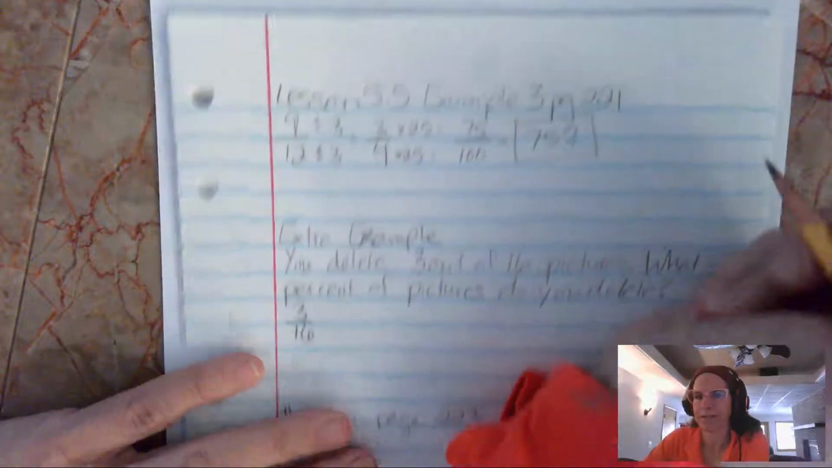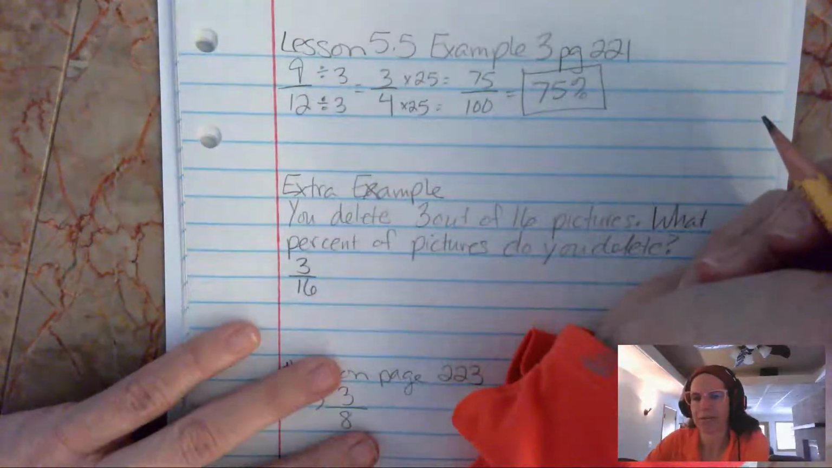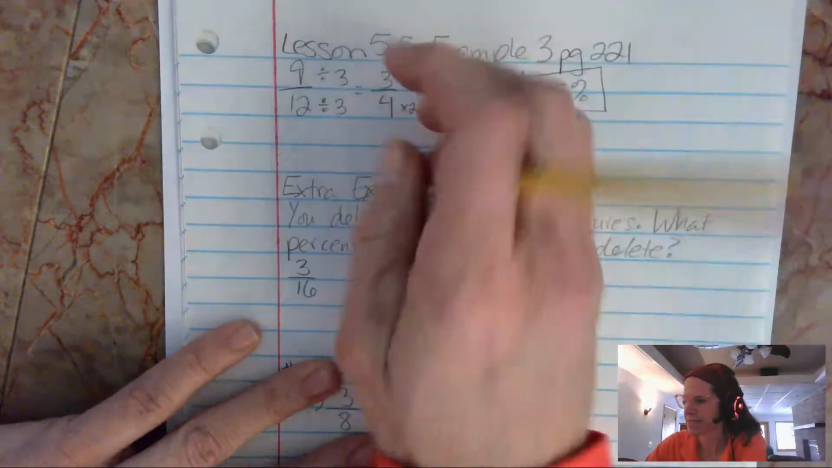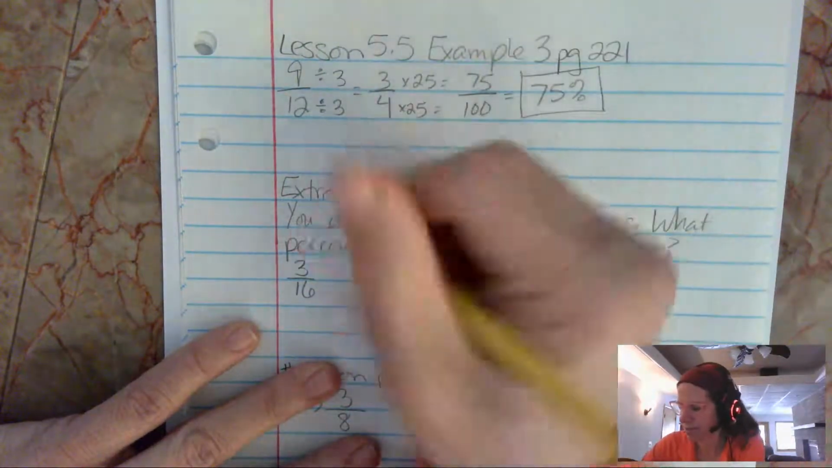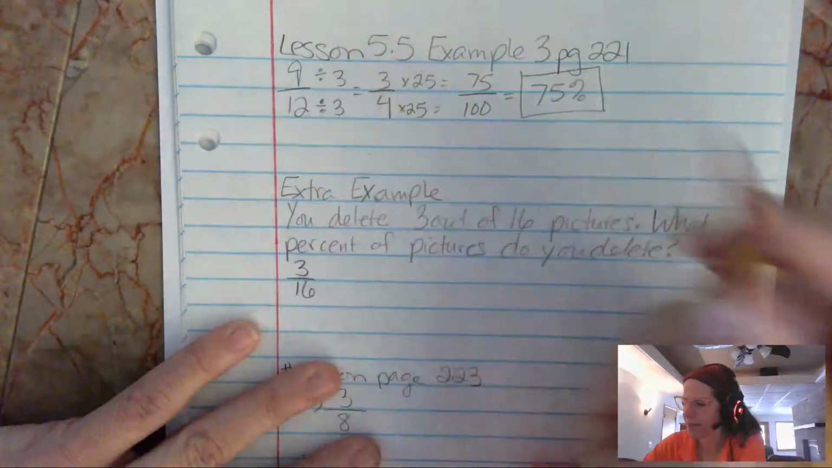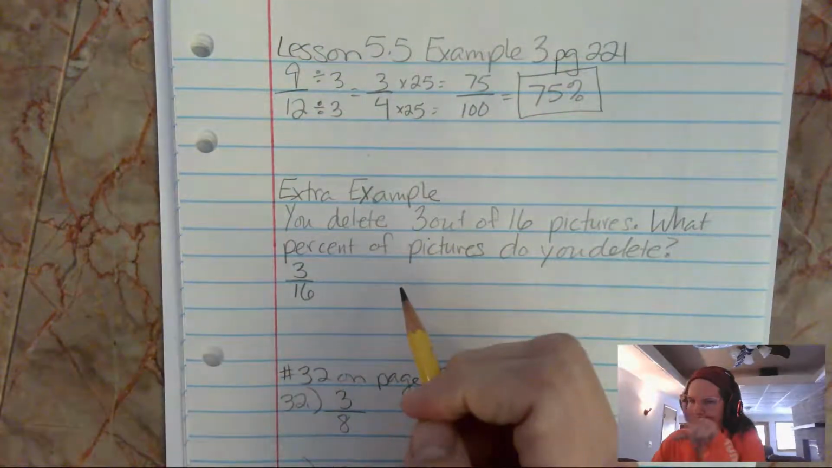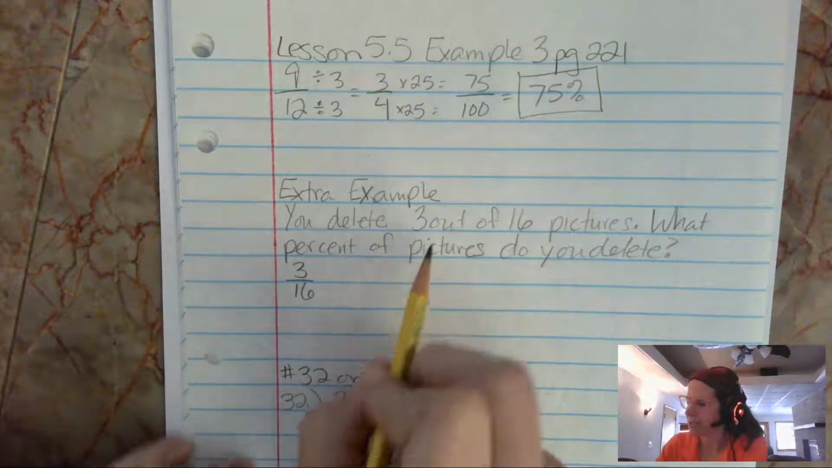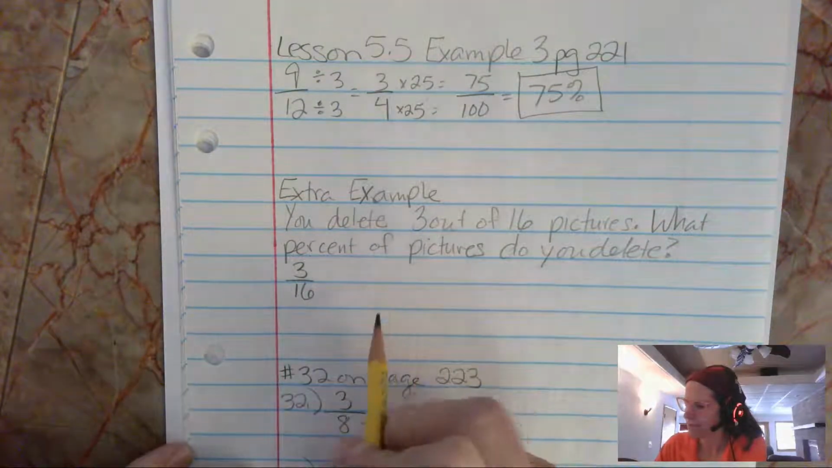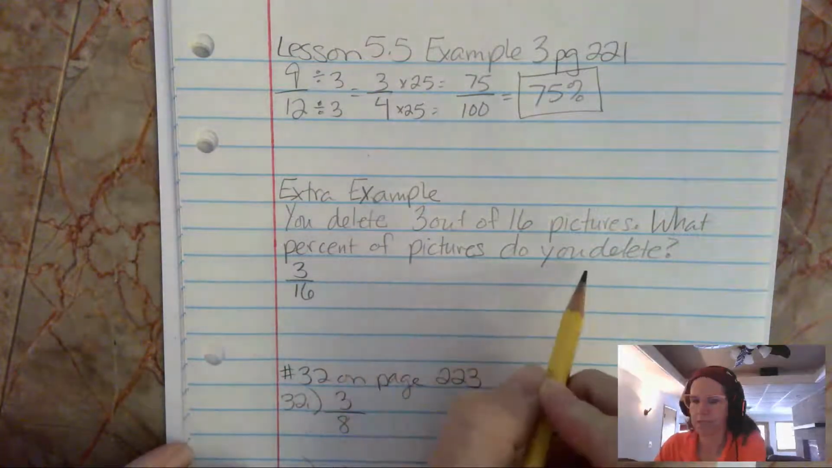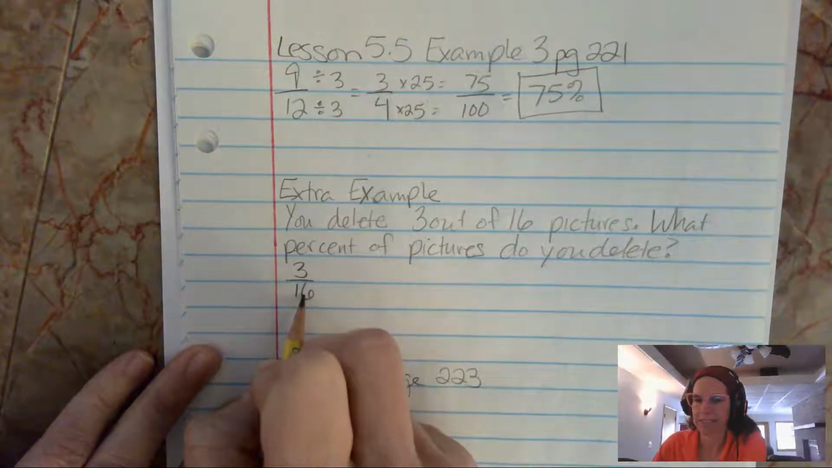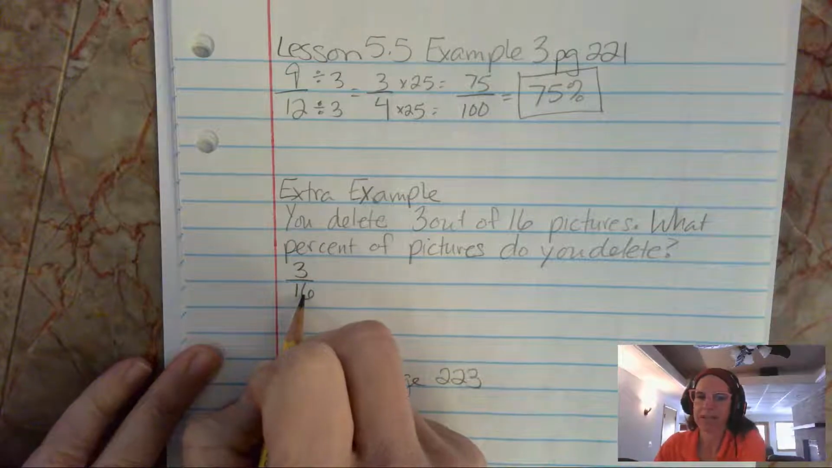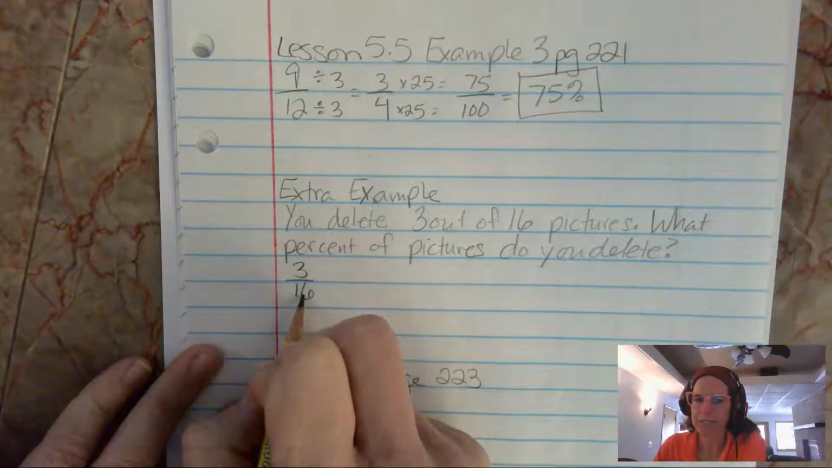All right, here's another example I'm going to go over with you guys. This one is not in the book, but it's good practice because it's a little bit trickier. All right, so you delete 3 out of 16 pictures. What percent of pictures do you delete? Well, I deleted 3 out of 16. 16 is my whole. And there's nothing really quick and easy that I can do to a 16 to multiply it to get to 100.